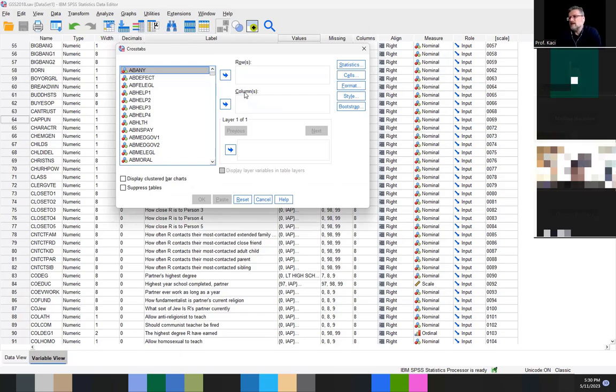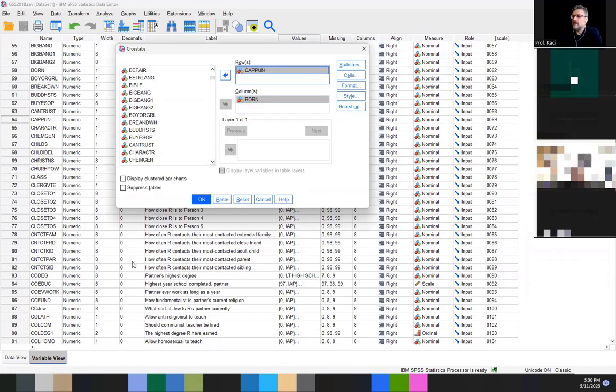So I generally like to put the independent variable, the predictor, in the columns. Okay. So I'm going to put cap pun. No, I'm sorry, born, because that is the one that I think is the predictor. Born in the columns, and cap pun in the rows. Okay, so in the columns, you will have the categories of born, whether they were born in this country, yes or no, right? And cap pun, whether they favor or oppose capital punishment.